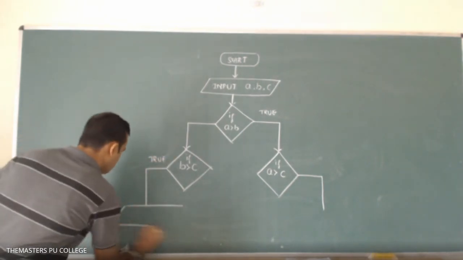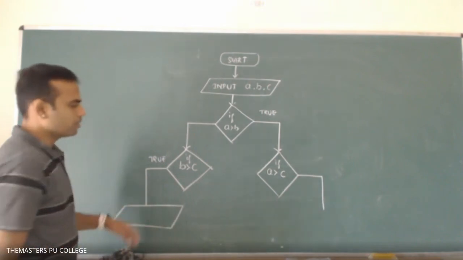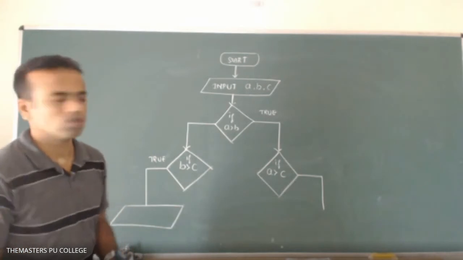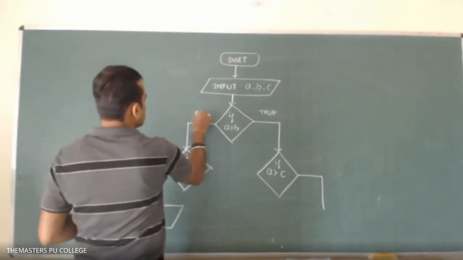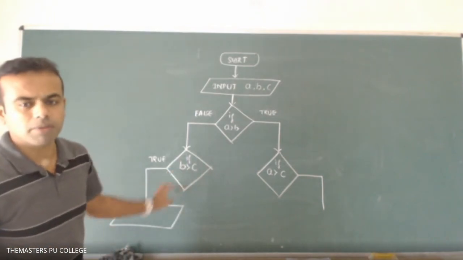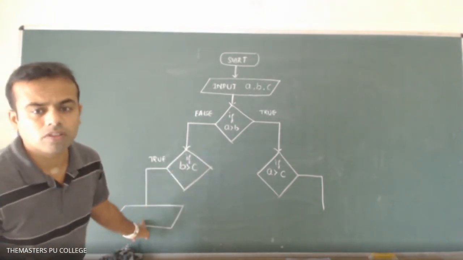Then which is the biggest number? a is greater than b is greater than c. So what happens if it is false? It checks whether b is greater than c. Which is the biggest number here? Which is the biggest number here? b.